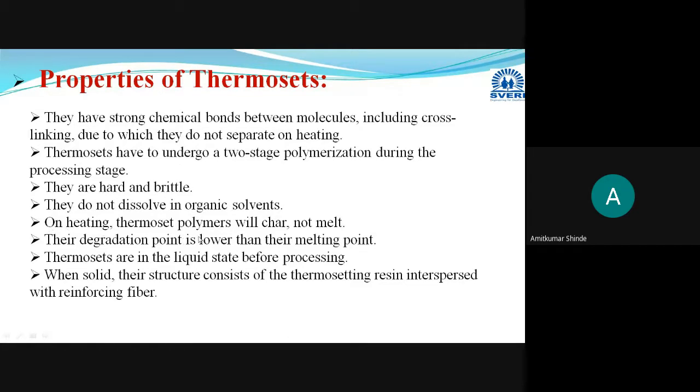Okay, on heating, thermoset polymers will char and not melt. Whenever you continue to provide heating, the thermoset polymer will char. Char means the color will turn completely black.